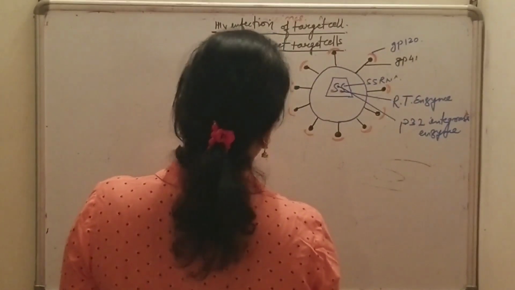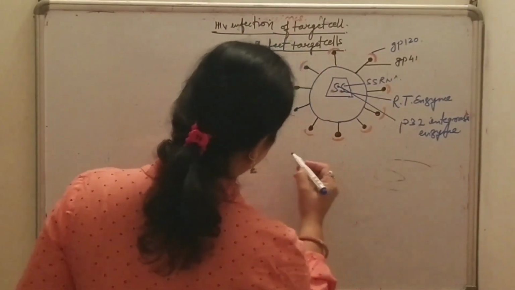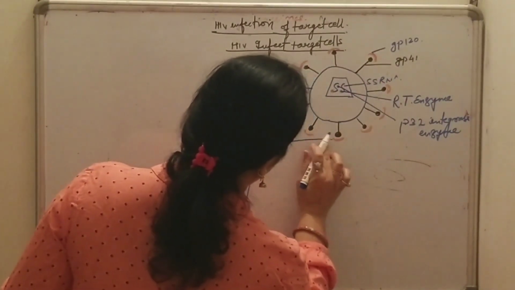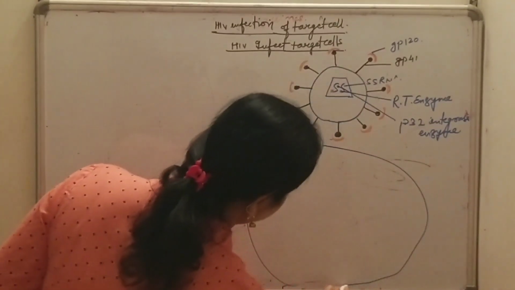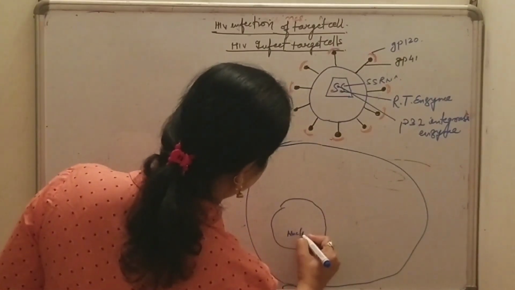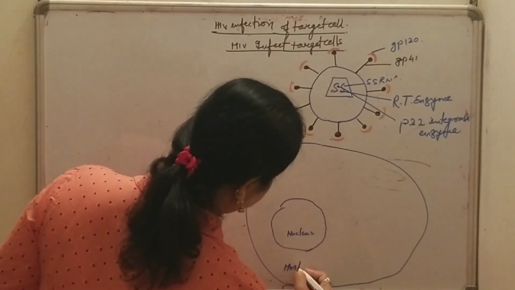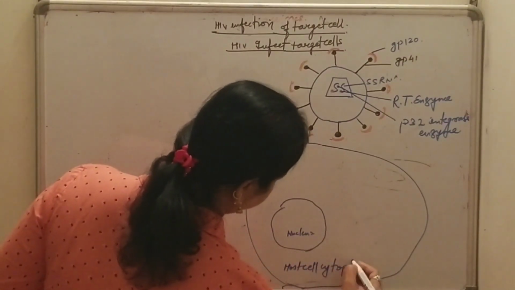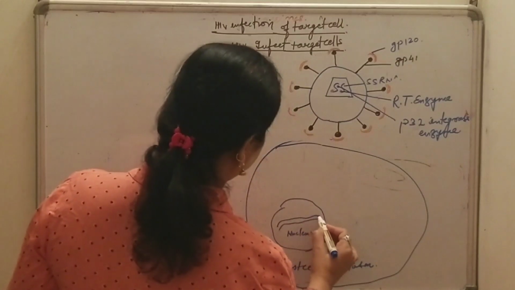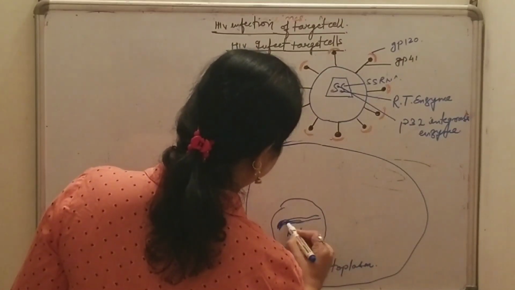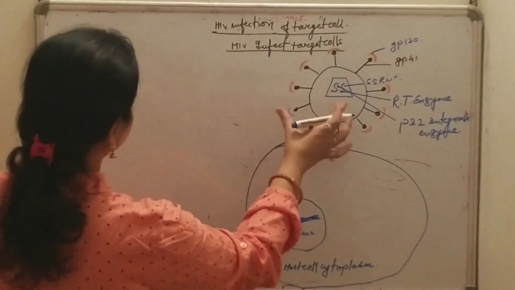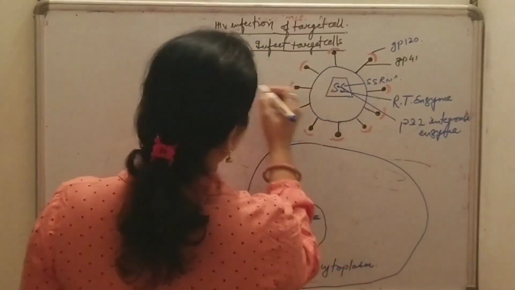Let me draw the host cell also. This is the host cell, and this is the nucleus of the host cell, and this is the host cell cytoplasm, and this is the chromosome of the host cell. Now what happens in the first step?